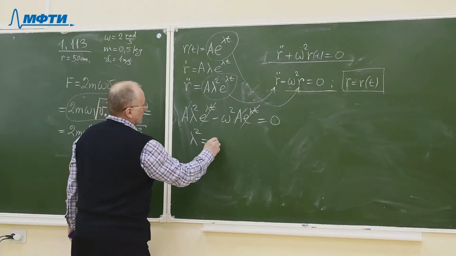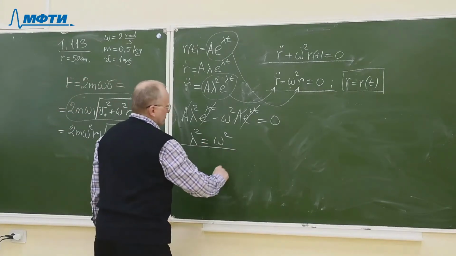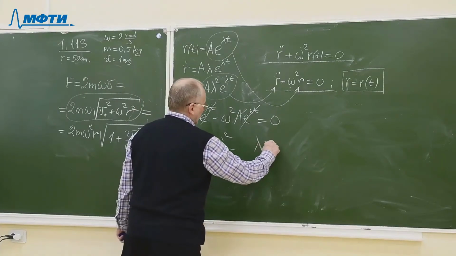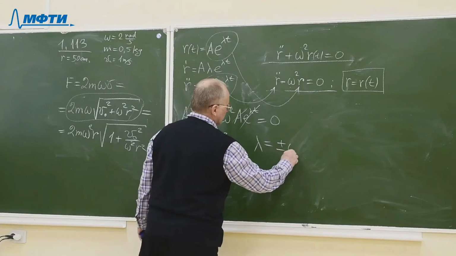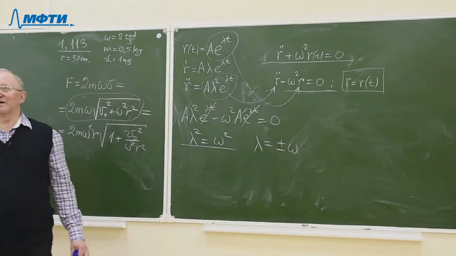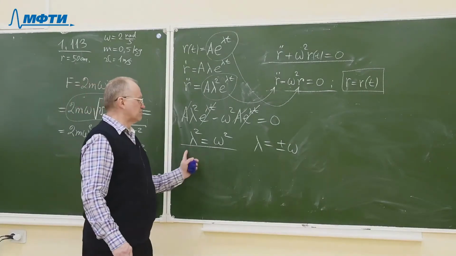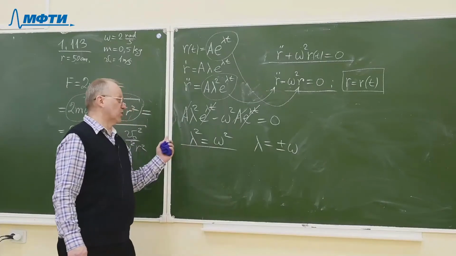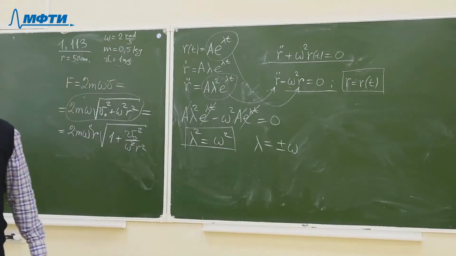Lambda squared equals omega squared. If we solve this simple algebraic condition, we will obtain lambda equal plus minus omega. Either plus or minus, both versions will do. Lambda may be either plus omega or minus omega. This will be satisfied in any way.